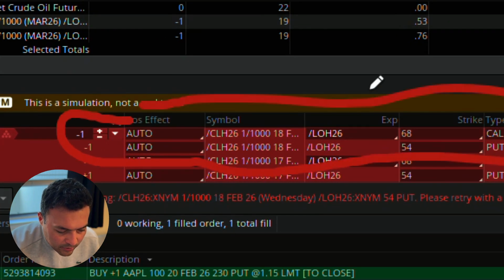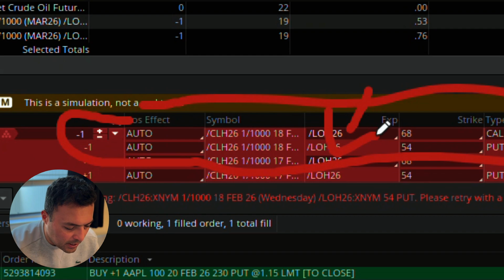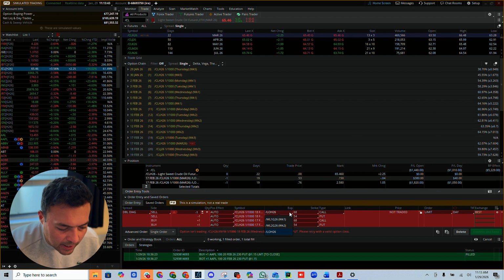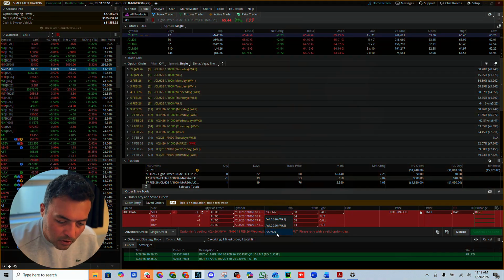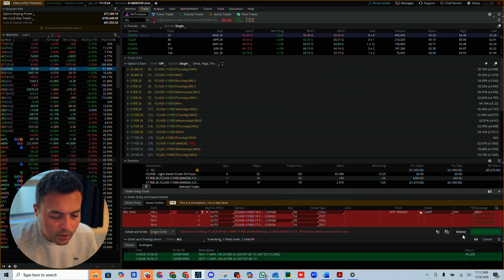And how do I know it's the same cycle? Because I'm looking at it here, CLH26. Now, if I were to select a different cycle, it would not let me. And that's why you can only roll futures options into the same cycle, but we don't want to roll this into the same cycle. So therefore, what we will do is we will do this in 2 different orders.